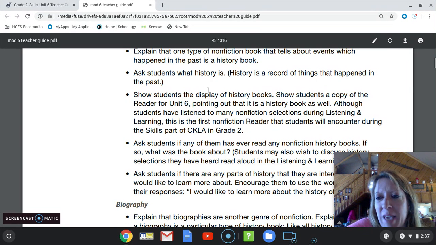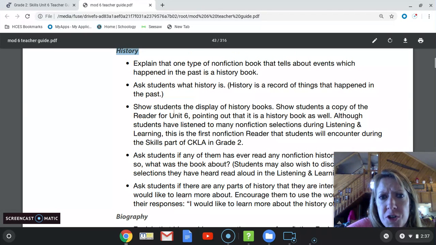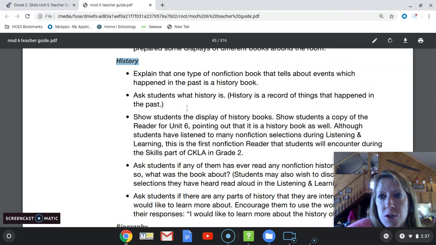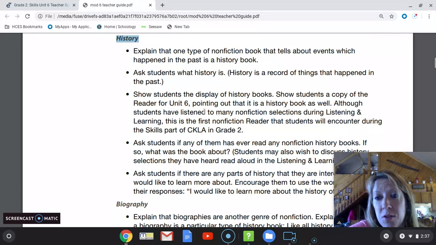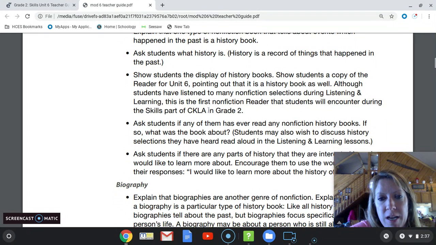So when you get into third grade, I believe you are going to start doing social studies, and you might have some sort of form of a history book where you'll read about things that happened in the past. Right now, we do that through our listening and learning strands.